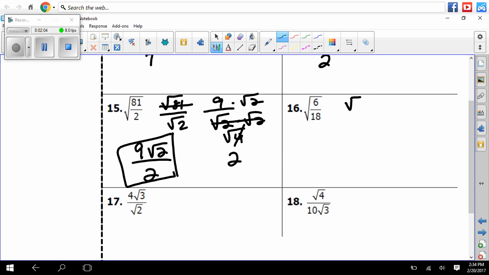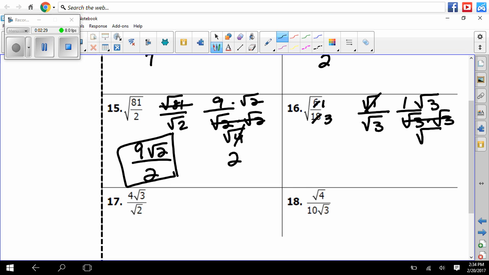Number 16 would be the radical 6. Oops, actually, you know what we can do? 6 over 18 reduces. 6 goes into 6 once, 6 goes into 18 3 times. So now I have the square root of 1 over the square root of 3. What is the square root of 1? 1. So now I have 1 over radical 3. From there, I'm going to rationalize the denominator, so multiply by radical 3. It gives me the square root of 9, which is just 3. So now I have 1 radical 3 over 3, or just radical 3 over 3.